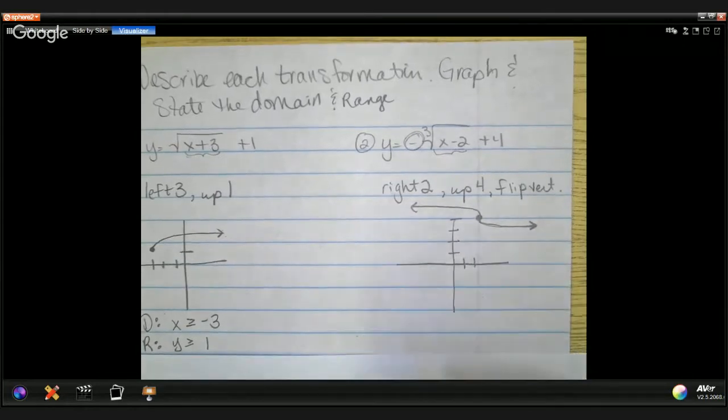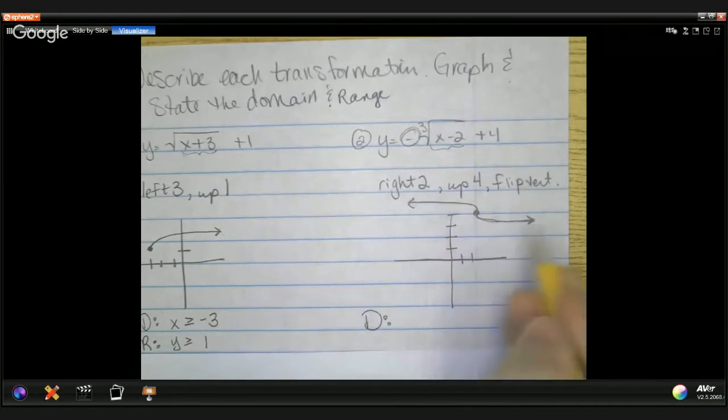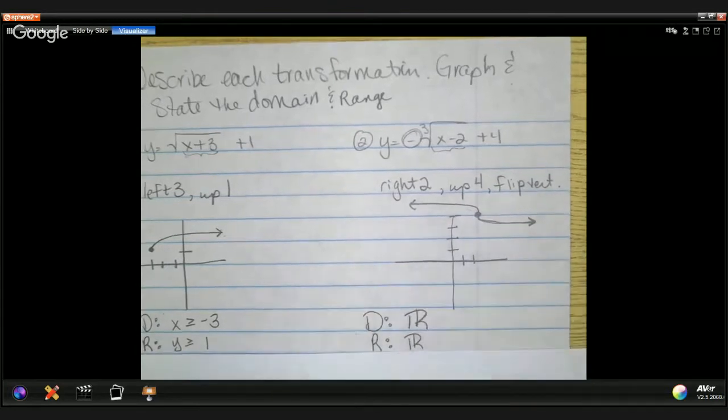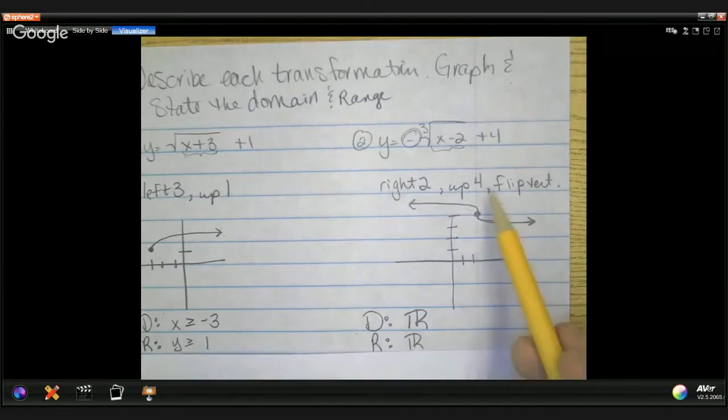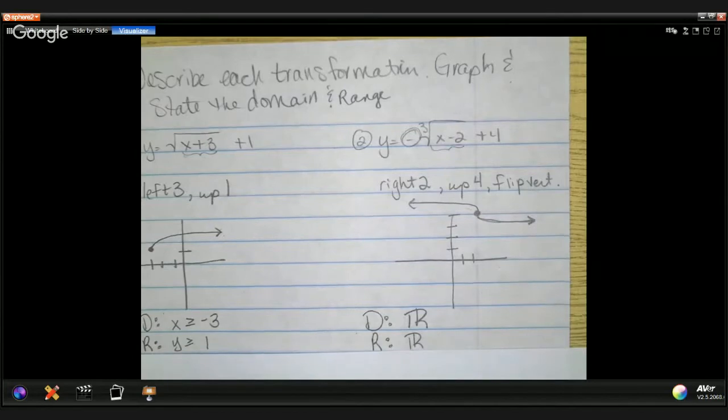Okay, and so my domain, it goes to the left and to the right, so it's all reals. And my range, even though it doesn't look like it goes up, it does go up and it does go down, so it's also all reals. And hopefully you also remember from our notes that whenever you have odd roots, it's all reals.